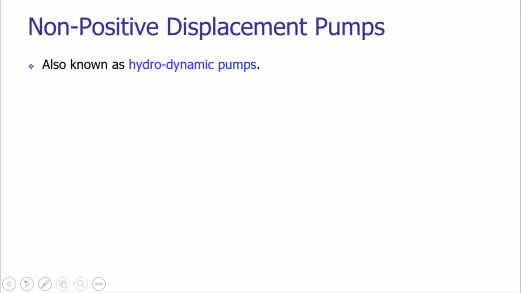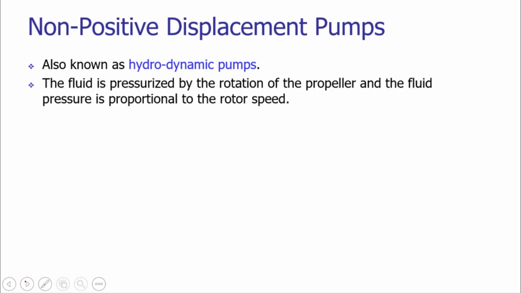The non-positive displacement pumps are also called hydrodynamic pumps. In these pumps, the fluid is pressurized by the rotation of a propeller. The construction has a propeller. With the rotation of the propeller, centrifugal force is generated, and that centrifugal force is utilized to increase the pressure of the fluid inside the casing. The fluid pressure is proportional to the speed of the rotor.